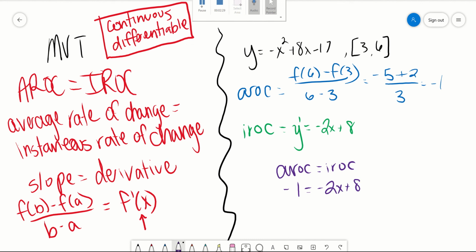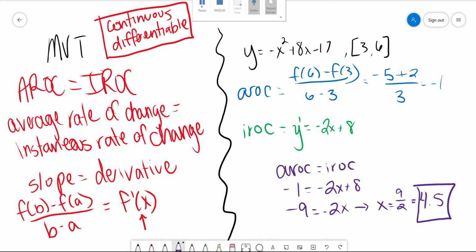So we would subtract 8 from both sides. We're going to divide by negative 2. So that gives us 9 over 2, which is 4.5. So what you have to make sure is that it does fall in that interval. 4.5 falls in that interval. So that is the value that satisfies the conclusion of the mean value theorem.